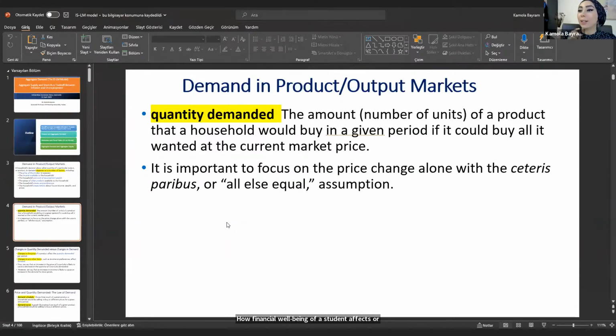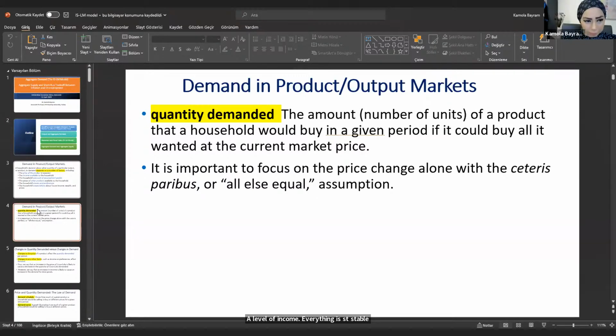So when you take only one or a few factors, we always say in economics, it is a must, guys, to say that it is ceteris paribus, all other things are equal. Here it is important, again I'm highlighting, to focus on the price change along with the ceteris paribus, or all else equal assumption. So I'm just looking at the price change, with all other things, like my expectations and the level of income, staying stable.